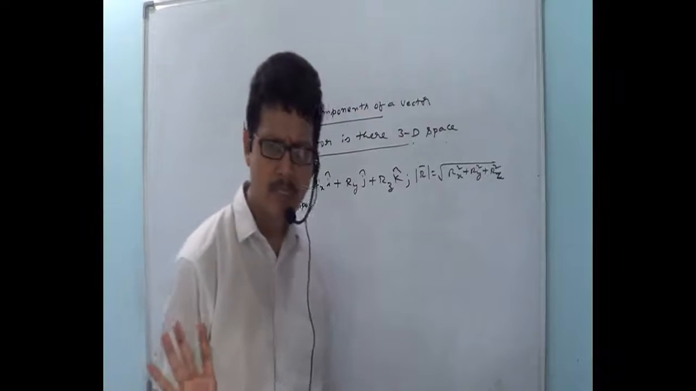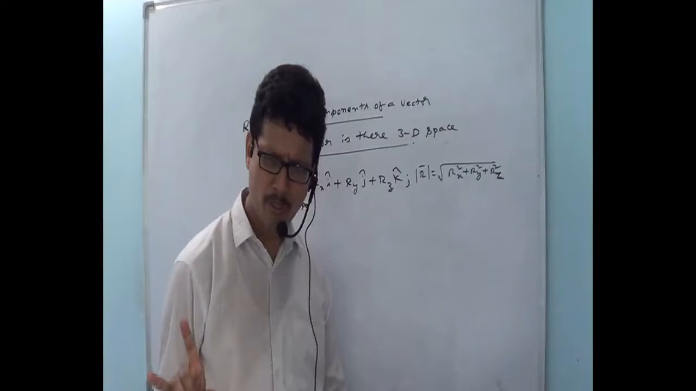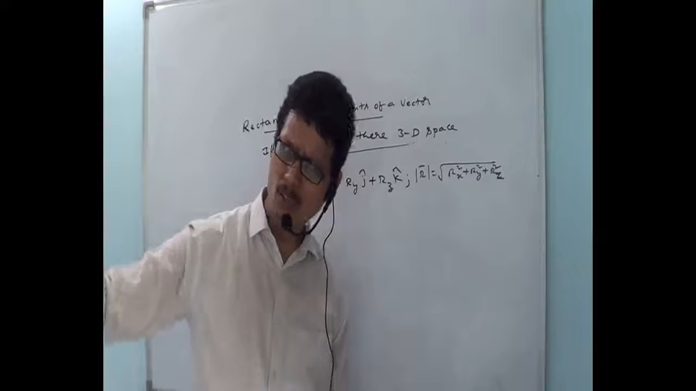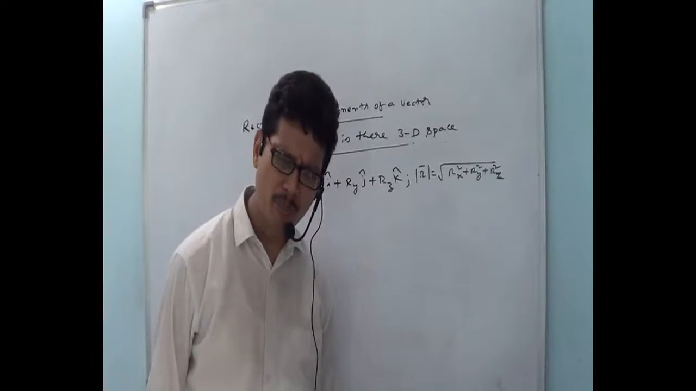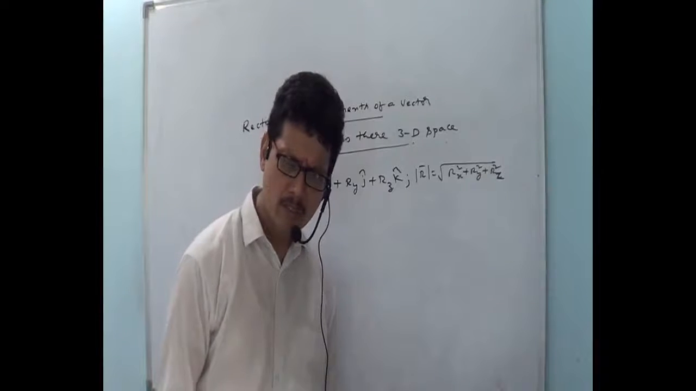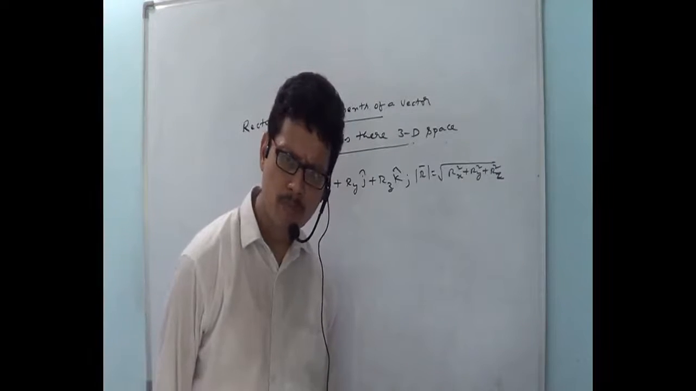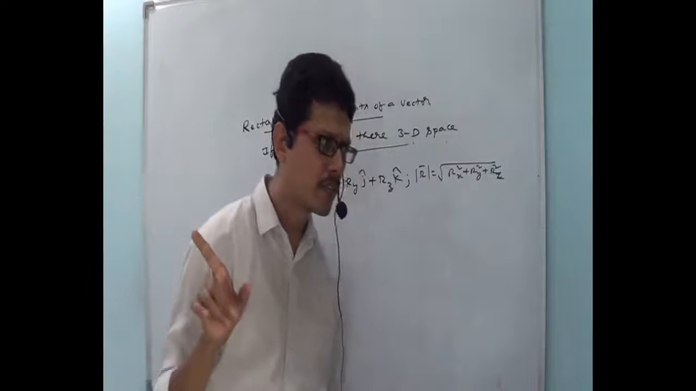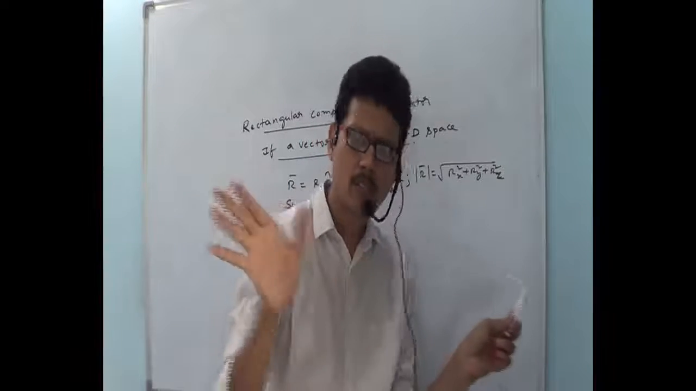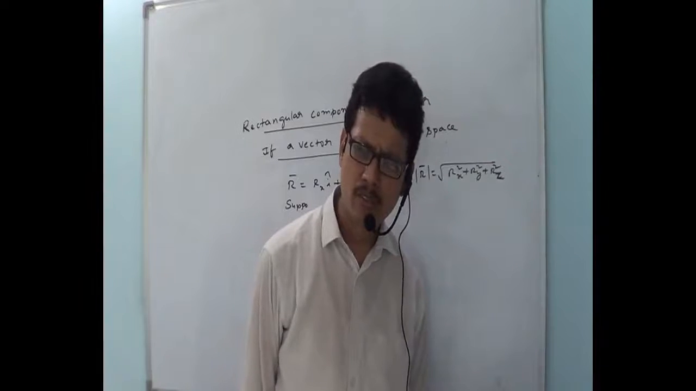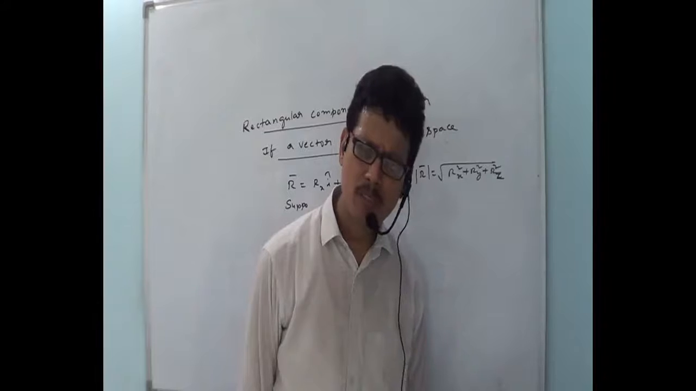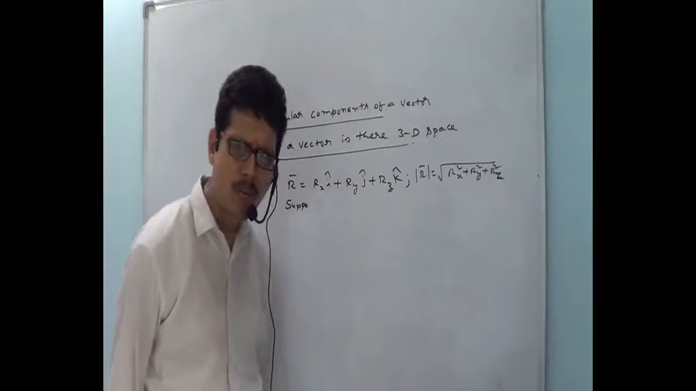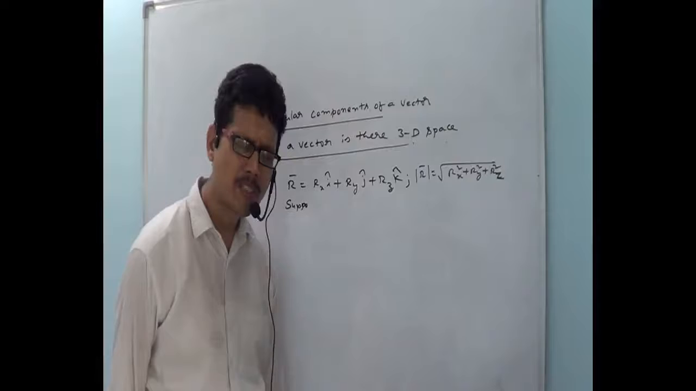If you want to find the distance of one corner of your room to the diagonally opposite corner, what will you do? First, you have to find the length of the hypotenuse of the floor. What is the length of the hypotenuse of the floor? Root a square plus b square. And for the diagonally opposite corners of a room, the length is root over a square plus b square plus c square, the magnitude of that diagonal. Here also the same thing. What is the magnitude of that vector? Root over rx square plus ry square plus rz square.